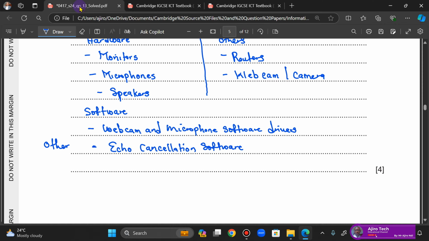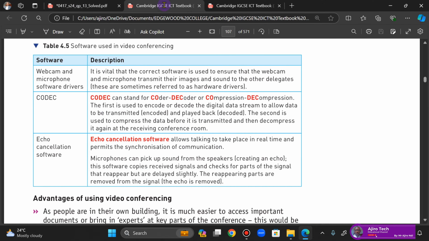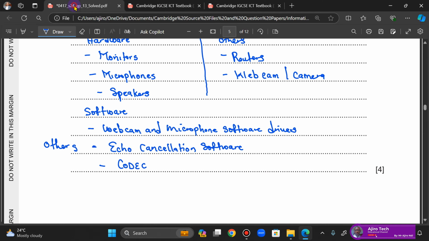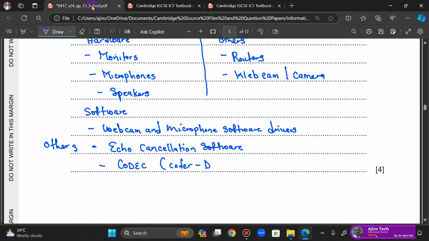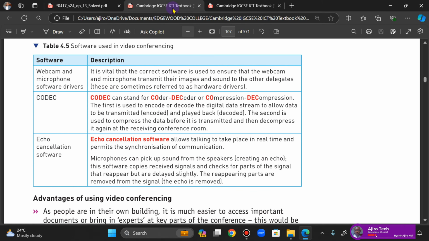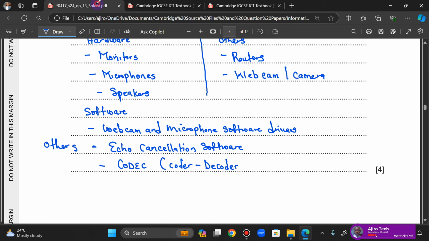Okay, so we also have the codecs. And we've talked about the codecs. I will say it means coder, decoder, or compression or decompression. Okay, all right, so this is very important.